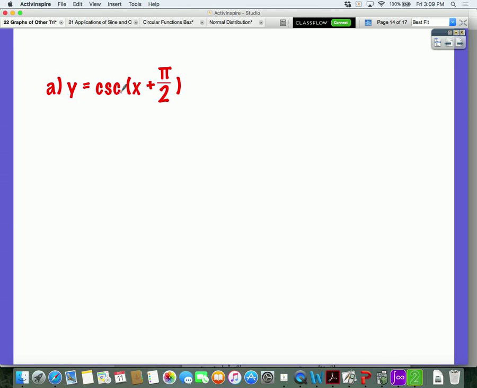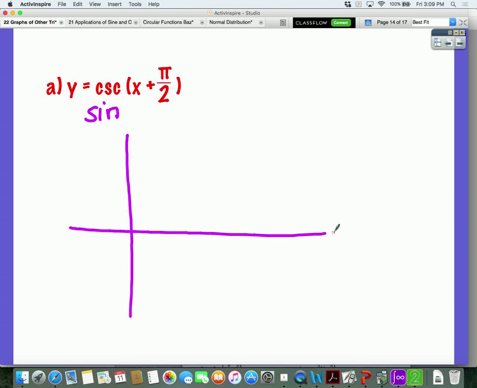So cosecant is what? It's sine. And what am I doing to this sine function? I'm moving it to the left, pi over 2. So 1 and negative 1. What I'm going to do is graph sine with a dotted line, because that's not the graph that I want to focus on. I want to focus on cosecant.